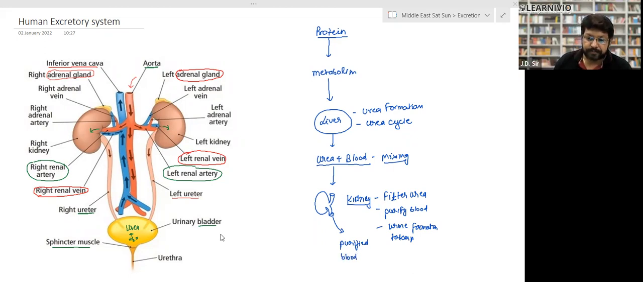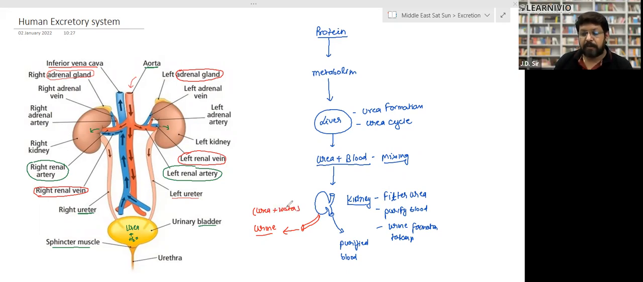Now what will happen? There is another pipe through which urine will come out, right? So this kidney will take the blood, filter it, and extract urea from it and some amount of water. Then urine formation takes place. So what is urine? Urine is nothing but the combination of urea plus water.